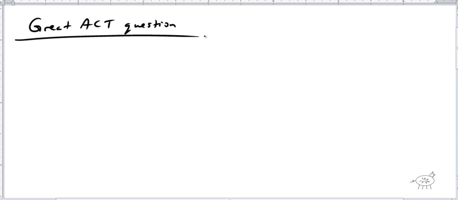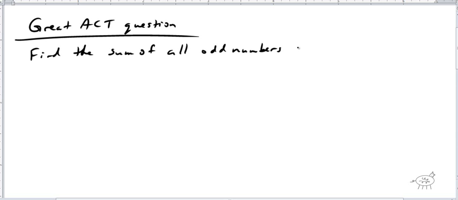Okay, so this last question, it's a great ACT question. So I'm going to label this great ACT question. Oh, it's such an awesome ACT question. All right, so here's the deal. I want you to find the sum of all odd numbers between 8 and 50. Oh, that's a great question.